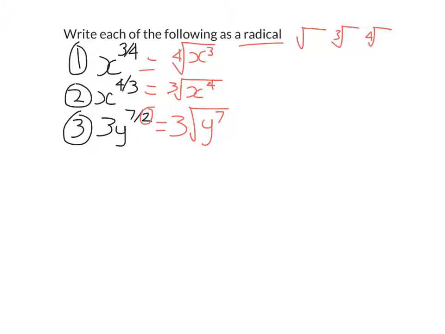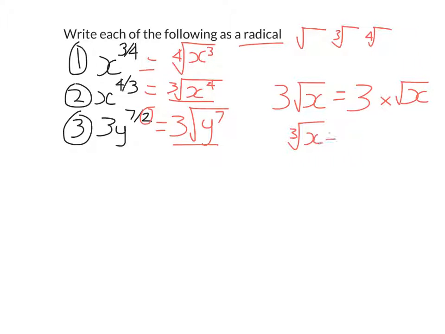So I just want to make sure you know the difference between writing like this and writing like this. If I have something like 3 times root x, we write it like that. That means 3 times root x. It means square root x, get your answer and times by 3. But if you put the 3 as part of the radical, that means the cubed root of x. That means you're saying, what do you multiply by itself 3 times to get x?